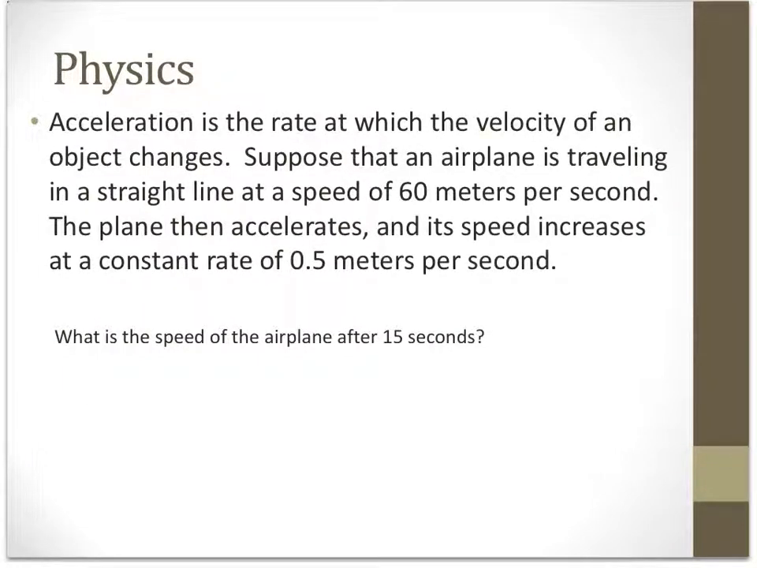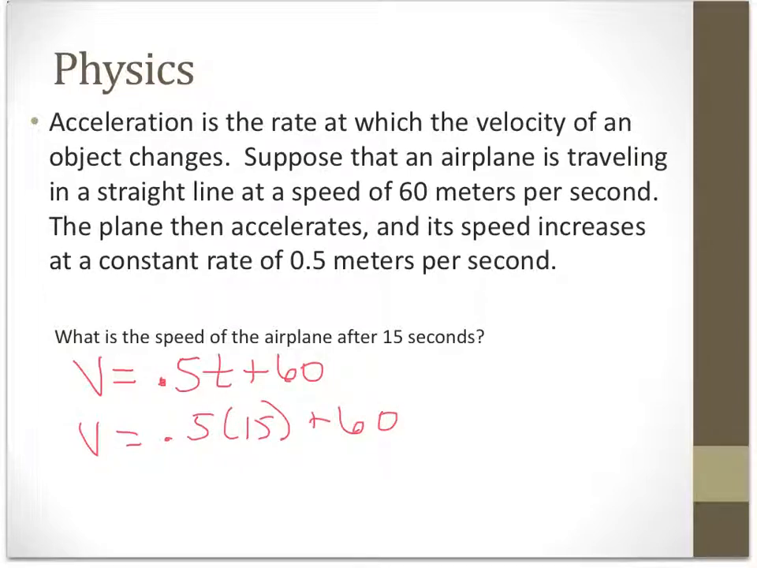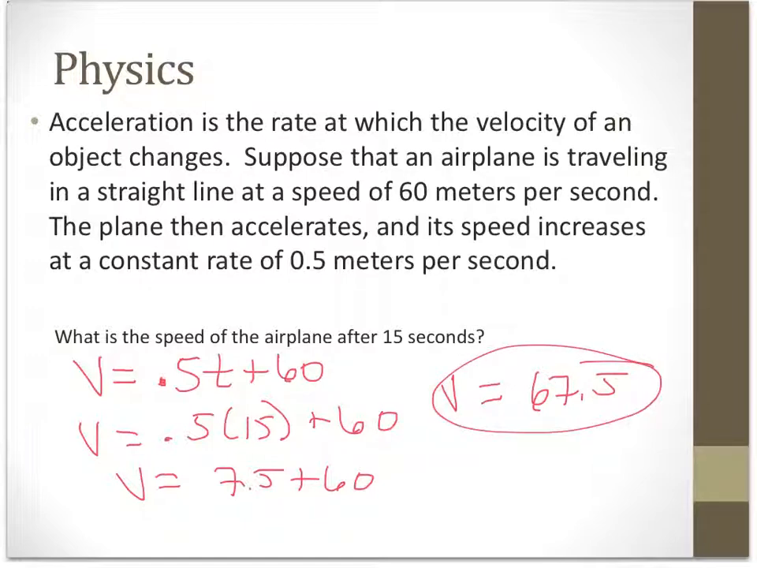Now, what's the speed of the airplane after 15 seconds? Well, I have my function that I've created, and I know that that's v is equal to 0.5t plus 60. So after 15 seconds, we can pull out our calculator, or we can know that 5 times 15 is 75, move the decimal over, and add 7.5 and 60, and our velocity is going to be 67.5.